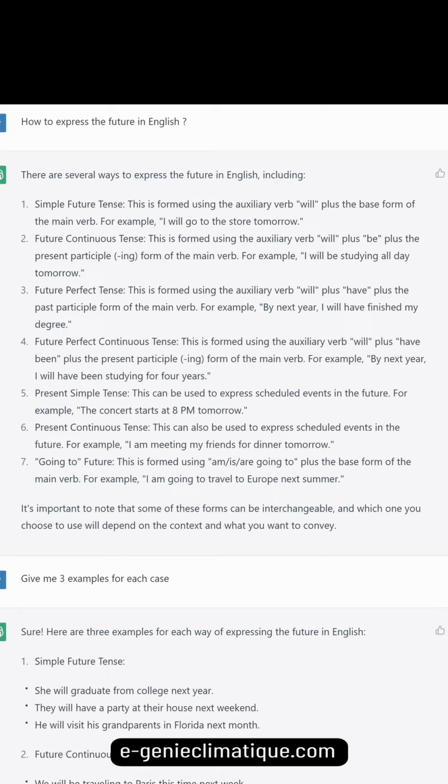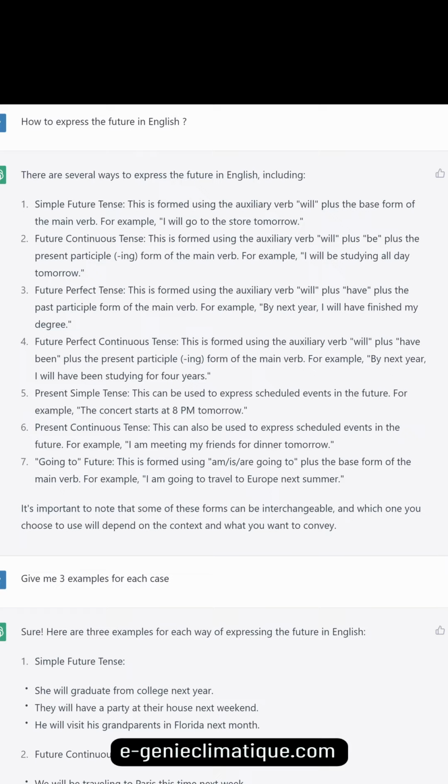How to express the future in English. There are several ways to express the future in English, including simple future tense. This is formed using the auxiliary verb will plus the base form of the main verb. For example, I will go to the store tomorrow.